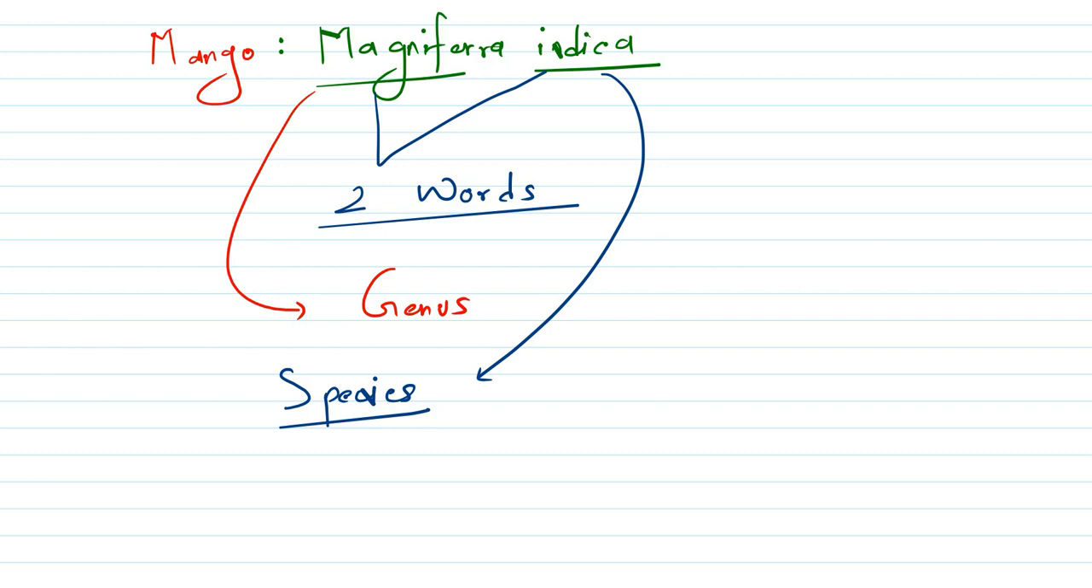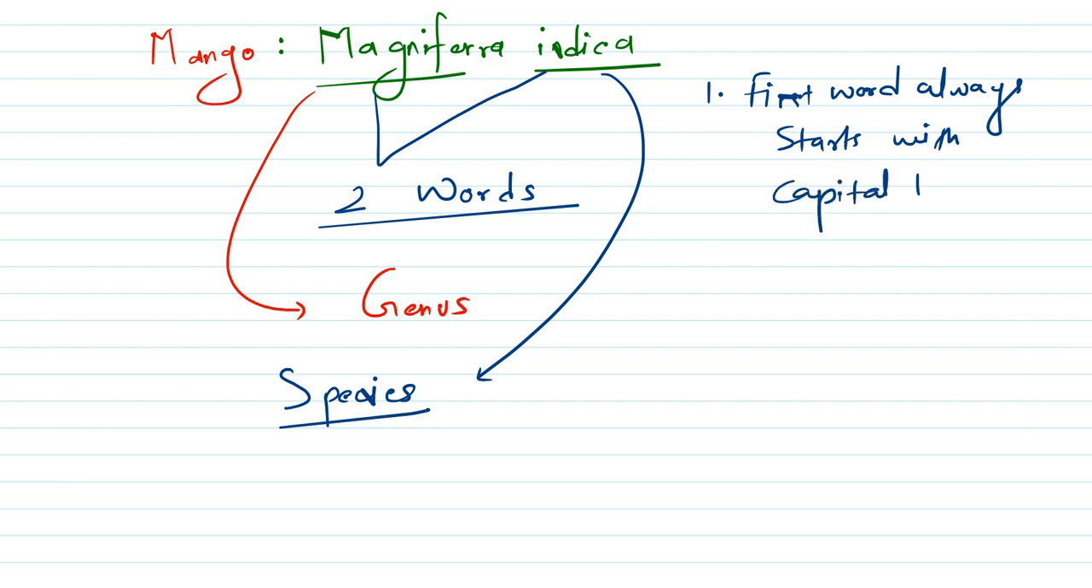Now let us understand some rules while writing the names. The very first rule is, as I said, there are two words in the scientific names. The first word indicates the genus, the second word indicates the species. Rule number one is, whenever we write a scientific name, the first word, the genus, will always start with a capital letter. And the second word will always start with a small letter. You can just write that down on your own.